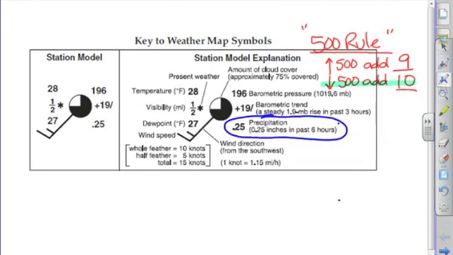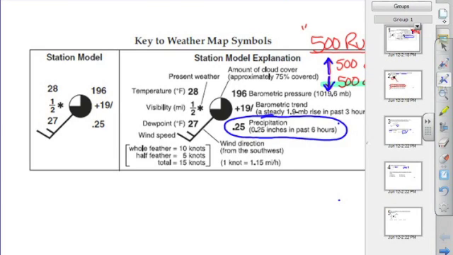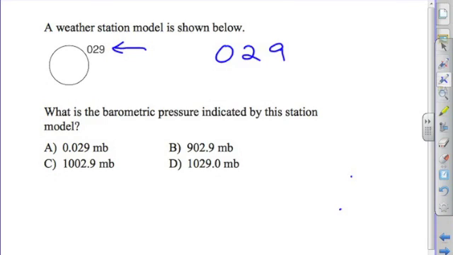The 500 rule states above 500 add a 9, below 500 add a 10, and we know the decimal is always inserted between the last 2 digits. So 029 is definitely below 500. I'm going to place a 10 in front, stick the decimal in between the last 2 digits, and suddenly my air pressure becomes 1002.9. And you'll notice when you look at the choices, it gets a little confusing. You need to take a moment. 1002.9, choice C. Way to go.